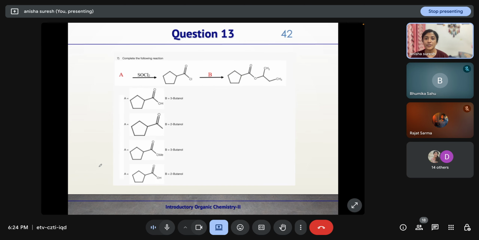Now coming to question number 13. Complete the following reaction. Compound A, when treated with thionyl chloride, results in the formation of an acyl chloride, and that upon reacting with B results in the formation of this ester.